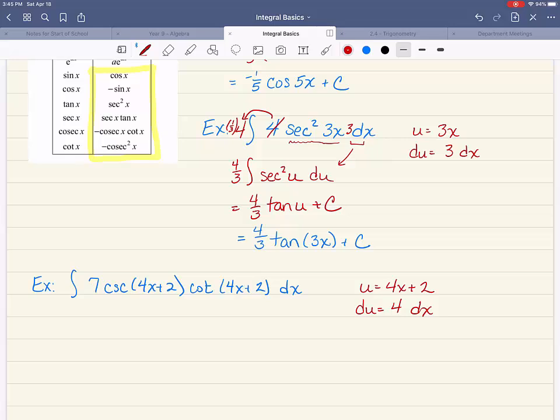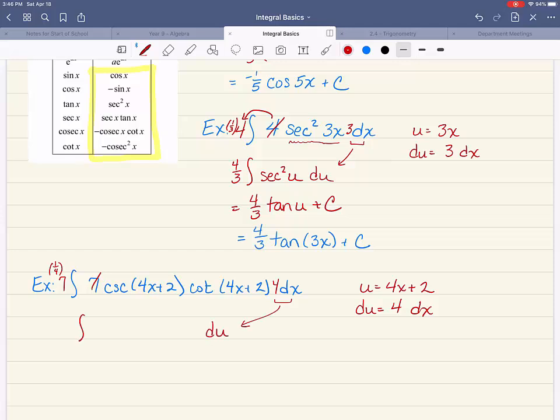I need a 4. I have a 7. Now, I don't need two 4s. You may think that you might because you see two 4x plus 2s. No, that does not matter. You only need one 4. So I'm going to do what I did last time. I'm going to pull the 7 out. I'm going to put the 4 in and put a 1/4 outside. So right here is my du.